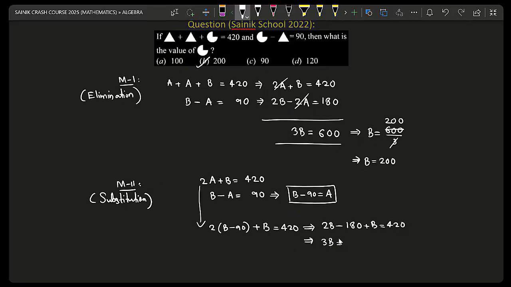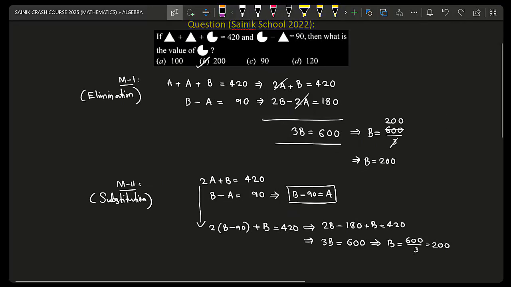180 transposed to the right side will become addition. 420 plus 180 is 600. And again we get the value of b as 200 only, because 600 divided by 3 is going to be 200. So this is called substitution method. So we can solve in any method, elimination method or substitution method. Any doubts in this method, you can raise a hand and ask doubts.